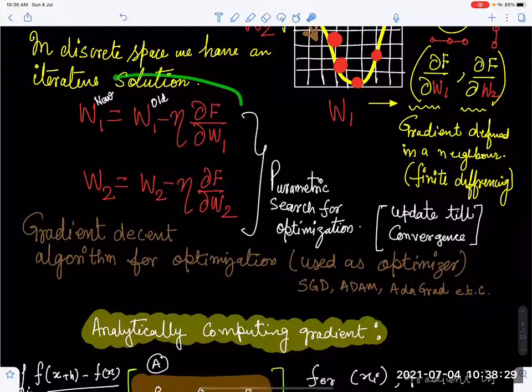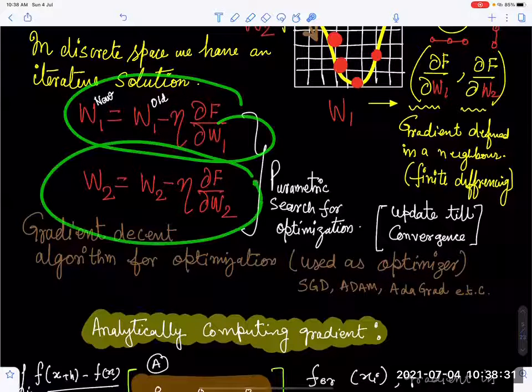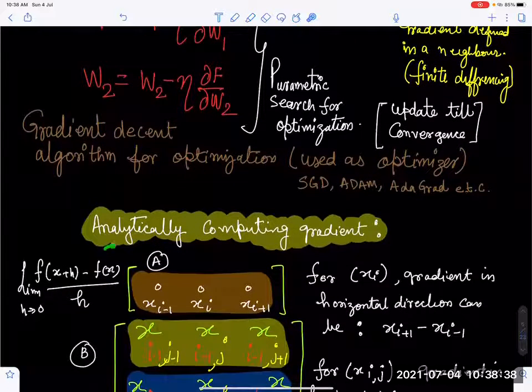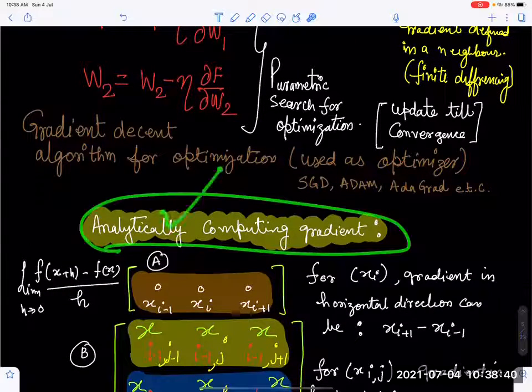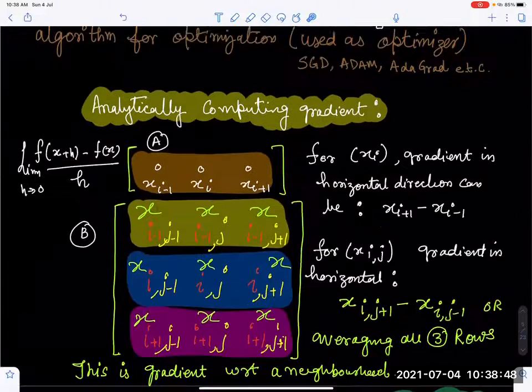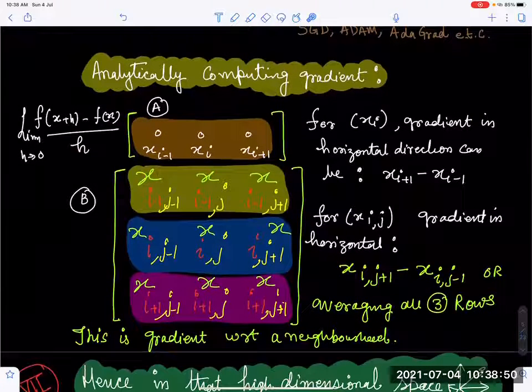your next question will be, sir, okay, you have given me this formula, but now can you tell me how I can find this? And that is your next thing: analytically computing the gradients. How can we compute the gradients analytically using your neighborhood values? So the next step is analytically computing the gradient. This is the formula we all know.